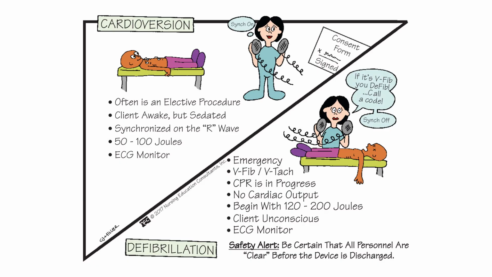Now let's talk about defibrillation. This is an emergency. There's no time to schedule this procedure. This is going to happen when it happens. VFib and VTac, those are the shockable rhythms. VFib, VTac, prepare to defib. CPR, if they're pulseless. Okay, always check for pulse. No cardiac output. We're going to begin with a higher amount of joules, 120 to 200. That is going to be determined by the AED machine. You don't have to know that.